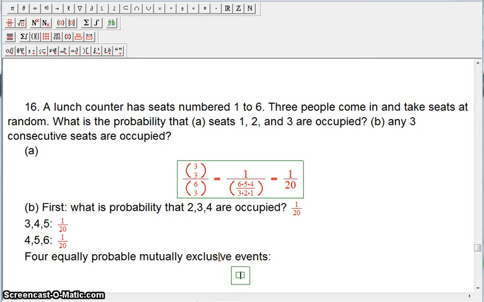Total probability is going to equal just the sum of these guys, 1/20th times 4. I'll just put 4 over 20, which is 1/5. So it's still not terribly likely that they'll actually be consecutive, but it's definitely more likely than a particular set of consecutive seats are occupied.